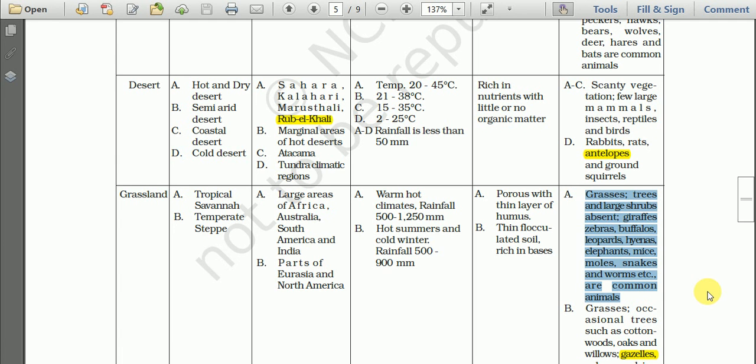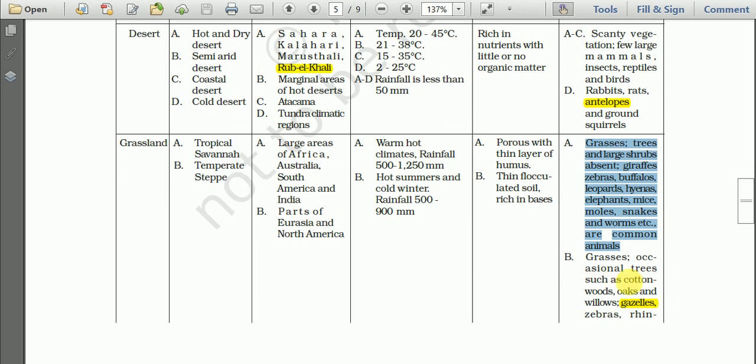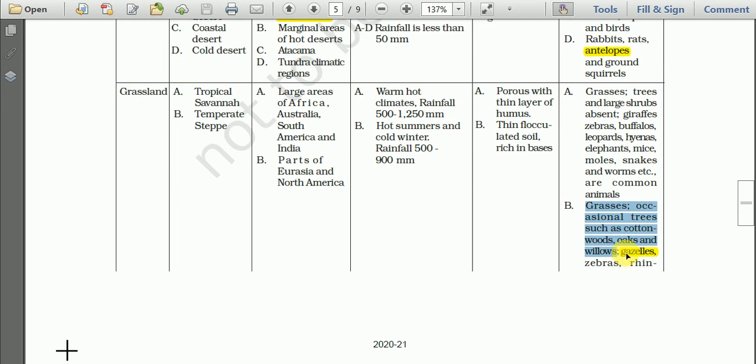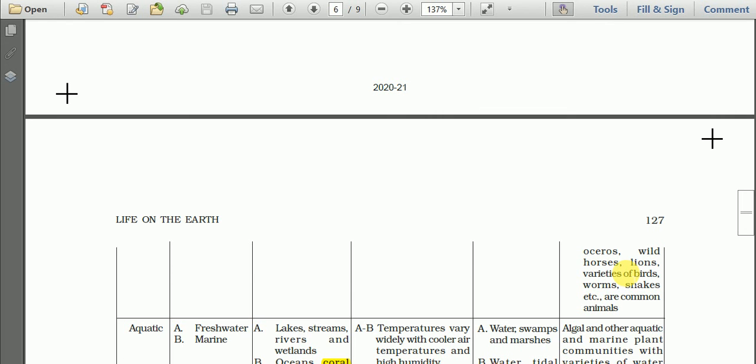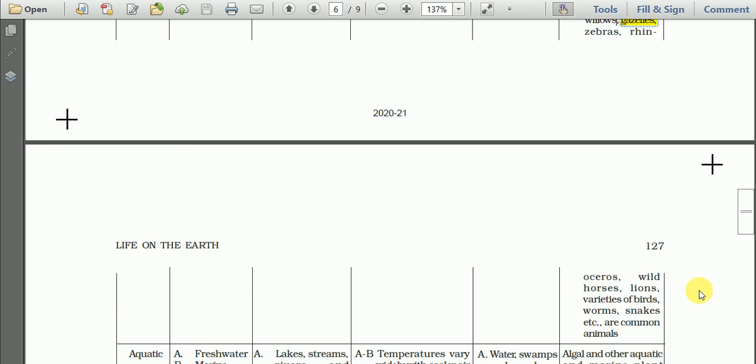zebras, buffaloes, leopard, hyenas, elephant, mice, mole, snake, worm, etc. These are common animals of tropical savanna. Then for the temperate steppe, that is temperate grassland, soft and short grasses, then occasional trees such as cottonwood, oaks, and willows. Animals are gazelles, then zebras, rhinoceros, wild horses, lion, varieties of birds, worms, snakes are common animals.